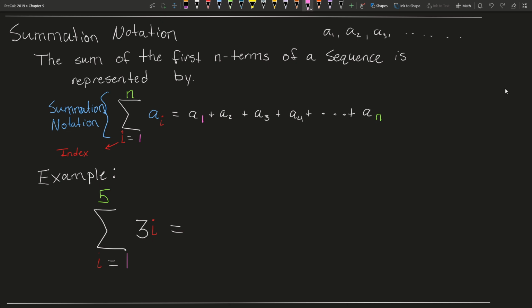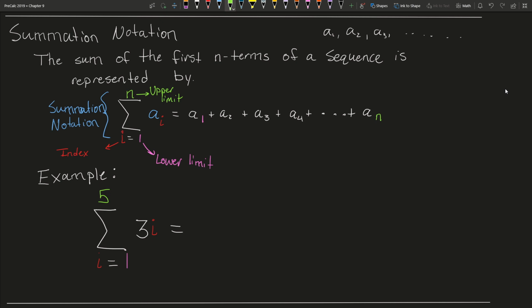The 1 on the bottom right, that is the lower limit. So that tells you where to start. And then the top term, that is the upper limit. So that tells you where to stop. Okay. And then everything else is kind of what we've discussed before.